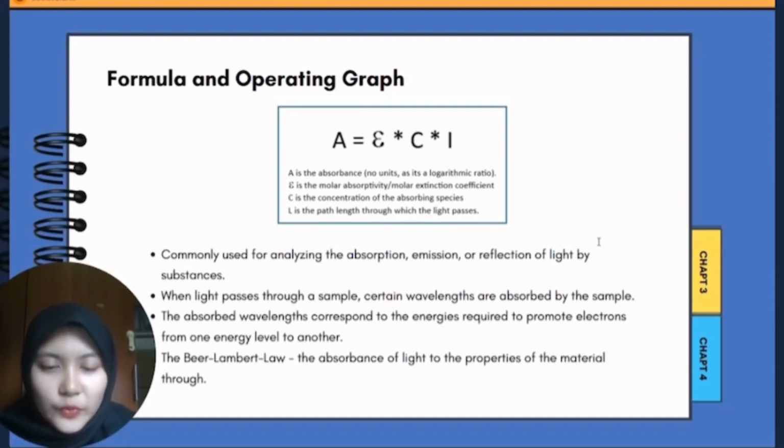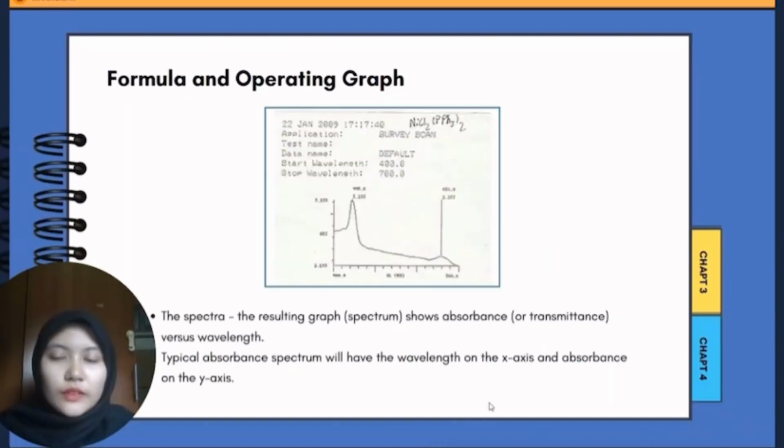Using this fundamental law, which is the Beer-Lambert law, relates the absorption of light to the properties of the material through which the equation, as you can see on the slide. A is the absorbance, which has no unit as it's a logarithmic ratio. Epsilon is the molar absorptivity or molar extinction coefficient. C is the concentration of the absorbing species, and L is the path length through which the light passes, which is A equal to epsilon multiplied by C multiplied by L.